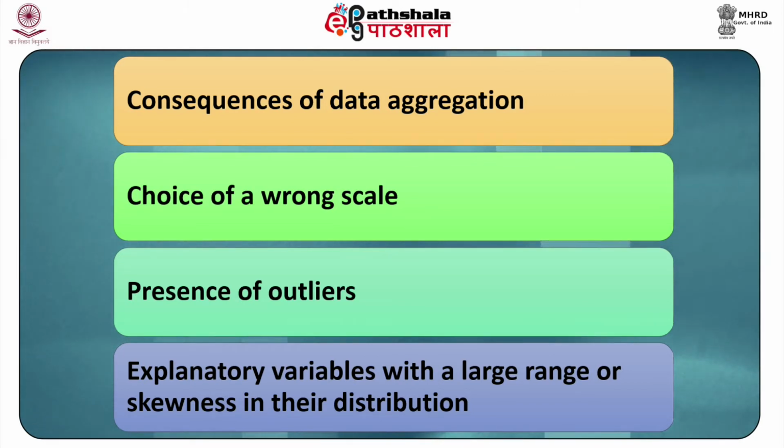Let us discuss the presence of outliers. Now, outliers or extreme observations in the sample make the homoscedastic assumption difficult to maintain. The next reason could be we have explanatory variables with a large range or skewness in their distribution. If the data on an explanatory variable has a large range of values, it may lead to larger variance of error terms for larger values of the explanatory variables. Similarly, skewed distributions tend to generate heteroscedasticity.